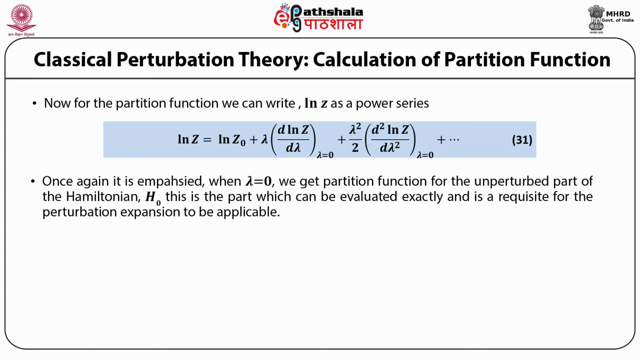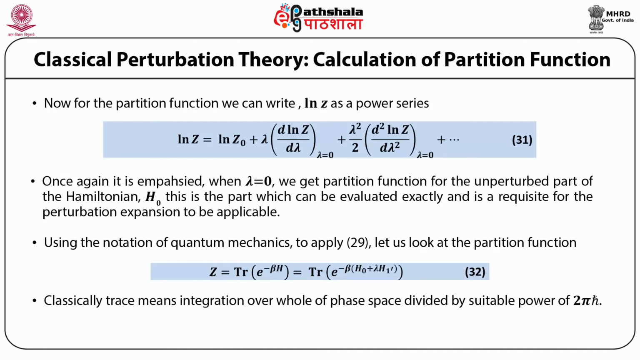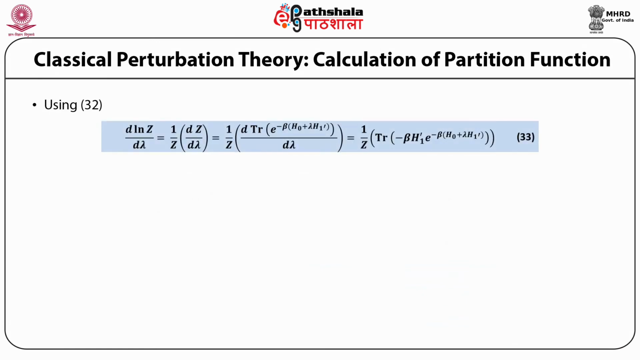Using the notation of quantum mechanics, to apply 29, let us look at the partition function Z equal to trace of e raised to power minus beta H, equal to trace of e raised to power minus beta multiplied by (H0 plus lambda H1 dash). Classically, trace means integration over the whole of the phase space divided by a suitable power of 2 pi h bar. Using 32, the derivative of log of Z with respect to lambda is equal to 1 upon Z times the derivative of Z with respect to lambda, equal to 1 upon Z times the derivative of trace of e raised to power minus beta (H0 plus lambda H1 dash) with respect to lambda, equal to 1 upon Z times trace of minus beta H1 dash e raised to power minus beta (H0 plus lambda H1 dash).